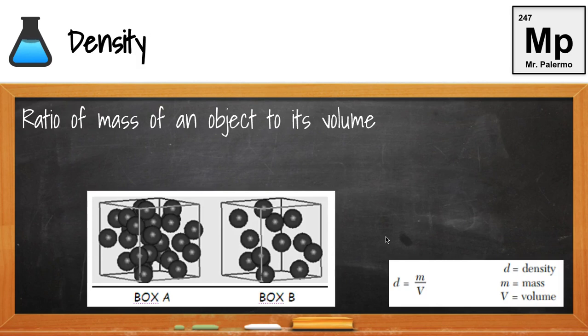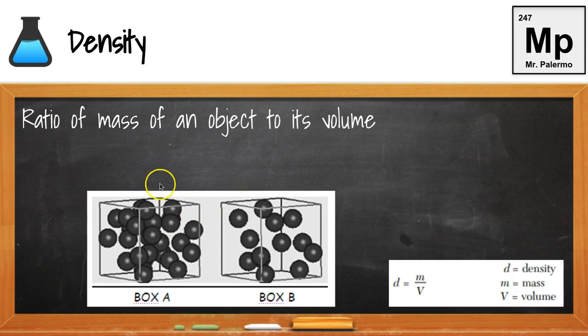So now let's look at density. Now, density is the ratio of mass of an object to the space it takes up, the volume. So if you look at these two boxes here, they are the same size boxes, so they have the same volume. And let's assume that these circles represent our atoms or particles, and they're the same. So let's just say this is sulfur and this is sulfur.